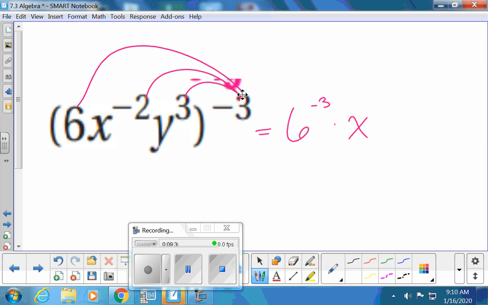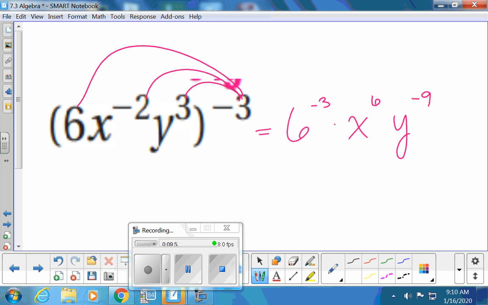This negative 2 and this negative 3 will multiply. Very good. Yep. And then y will be to the what power? They will multiply as well. These two will multiply. Good job.